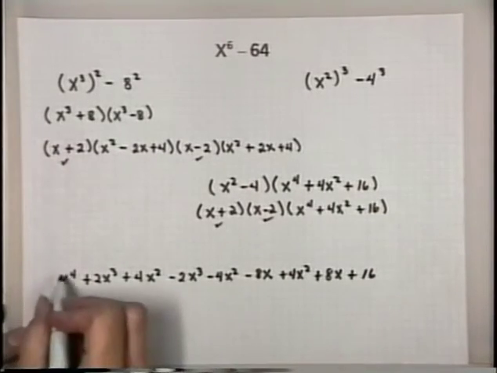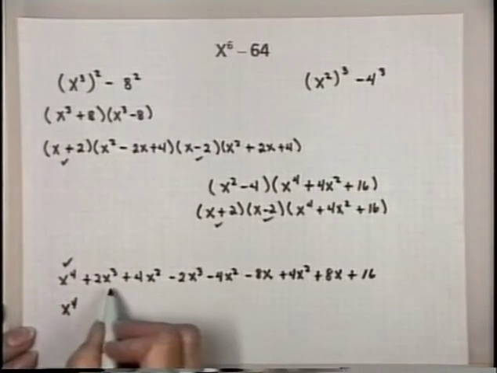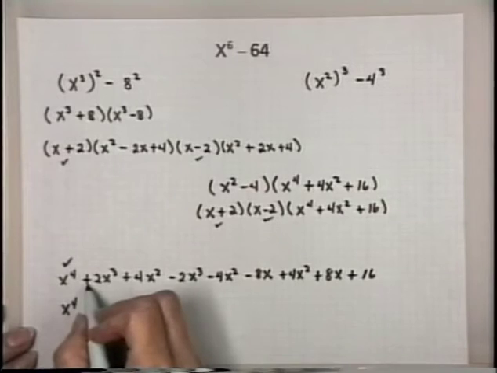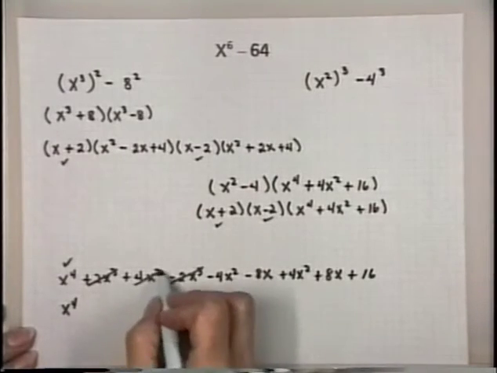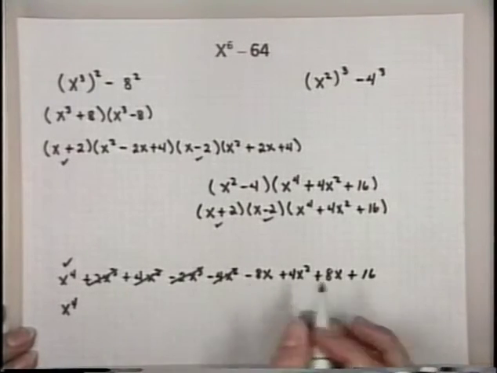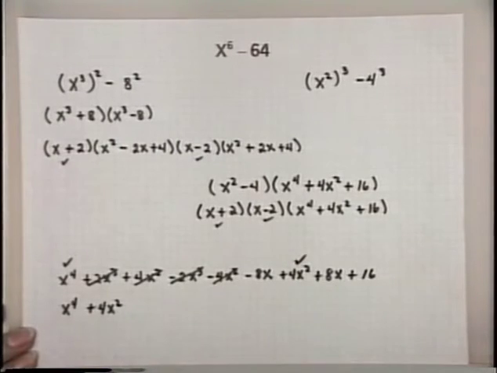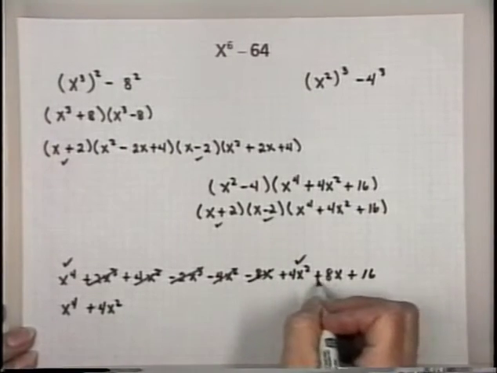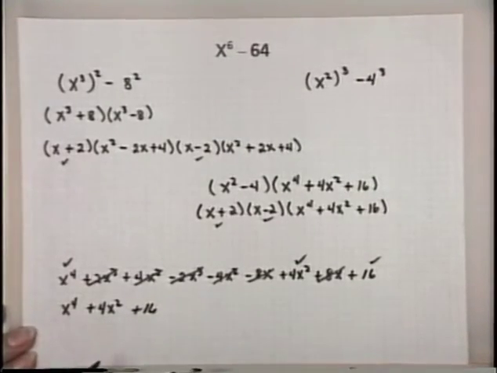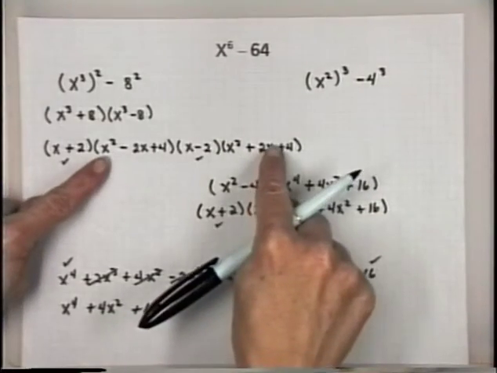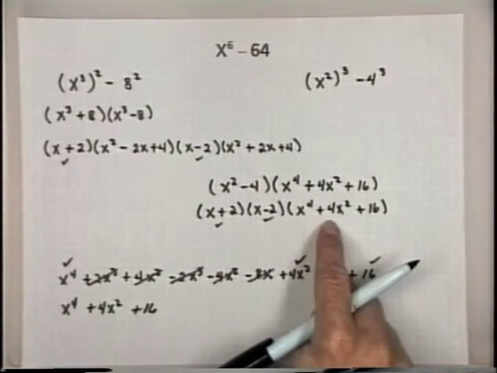Let's add like terms. Bring down this x to the 4th. I'm going to check that off that we've done that. 2x cubed minus 2x cubed. Those add to 0. 4x squared minus 4x squared. That adds to 0, but notice I still have this plus 4x squared here. Let's check that off. Minus 8x plus 8x adds to 0. And then I have this plus 16. You can see that the product of these two factors does give us this factor here.